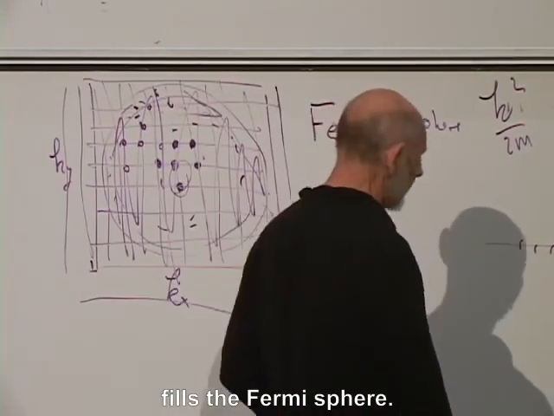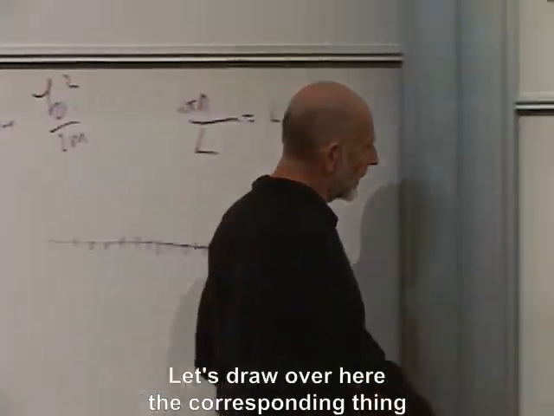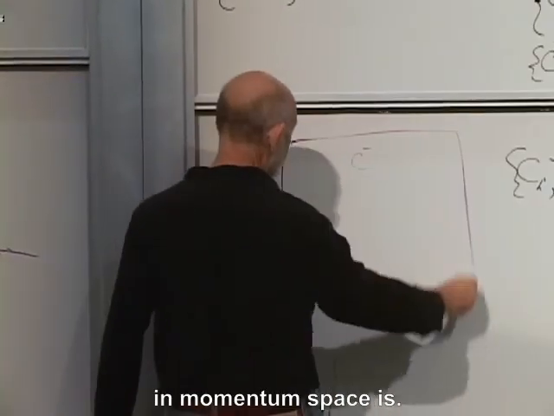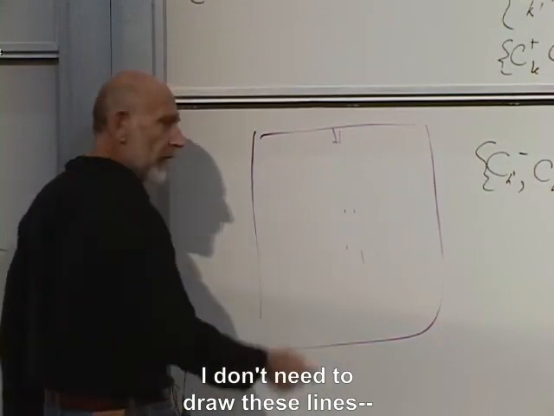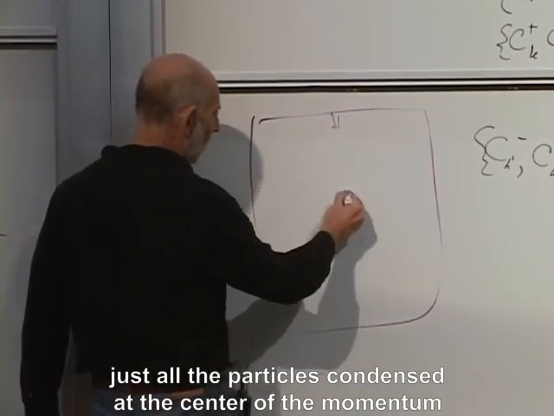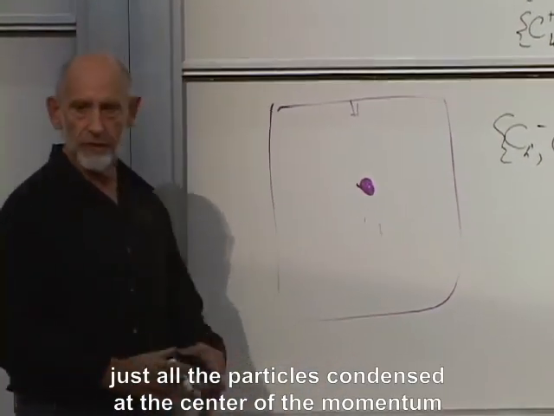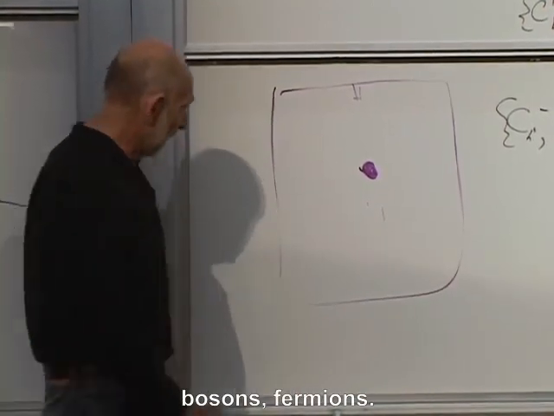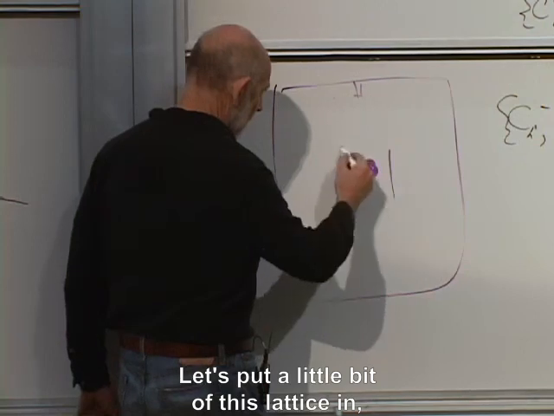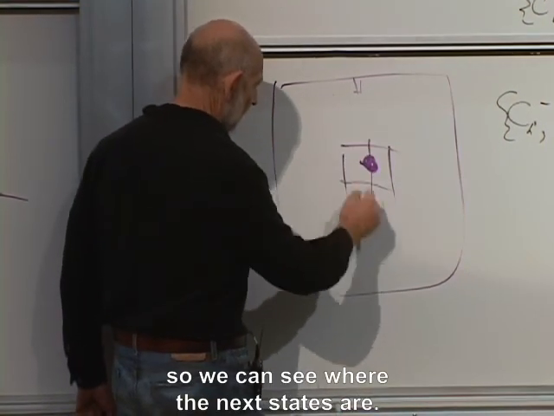Fills the Fermi sphere. Let's draw over here the corresponding thing in momentum space. This is all in momentum space. I don't need to draw these lines. Just all the particles condensed at the center of the momentum space for bosons. Bosons, fermions. Let's put a little bit of this lattice in so we can see where the next states are.